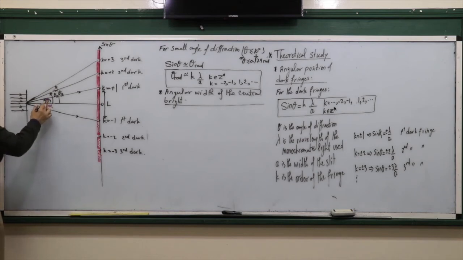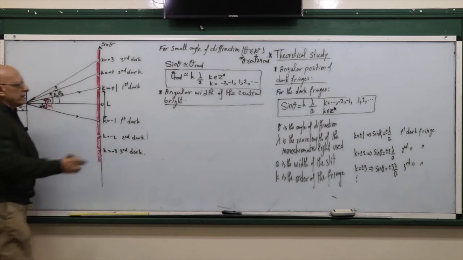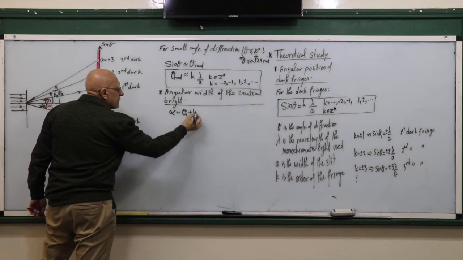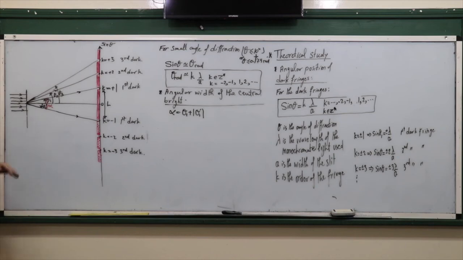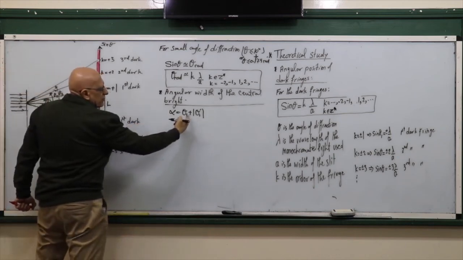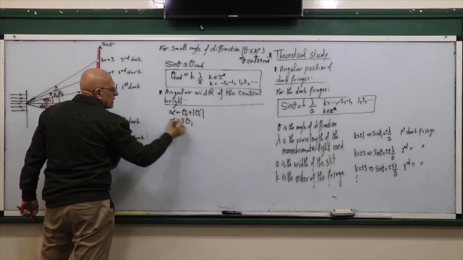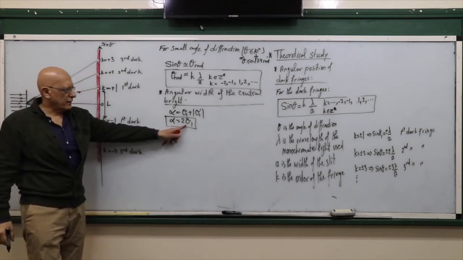So as you see, if this is theta 1, this will be theta 1 prime. Theta 1 is positive, theta 1 prime is negative and of the same magnitude. Alpha is equal to theta 1 plus the absolute value of theta 1 prime, because it is width. The absolute value of theta 1 prime is equal in magnitude to theta 1, so alpha equals 2 theta 1. So to find the angular width, I should find theta 1.